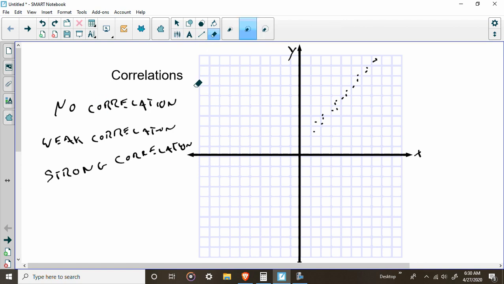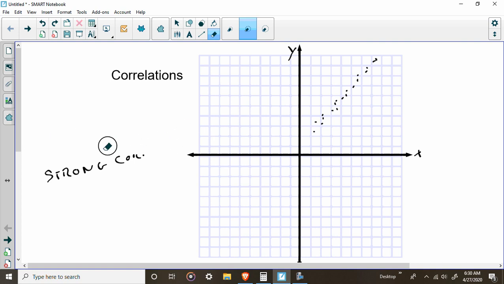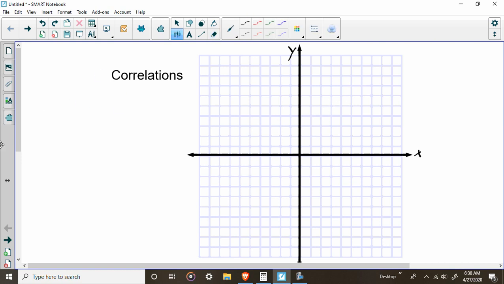All of these can be positive or they can be negative. So if we talked about this, what's a strong positive? This is a strong positive correlation because the line is going up. A negative correlation would be the same thing, right? So if I said negative correlation, it would be the same thing. And a negative correlation can be weak or strong as well.